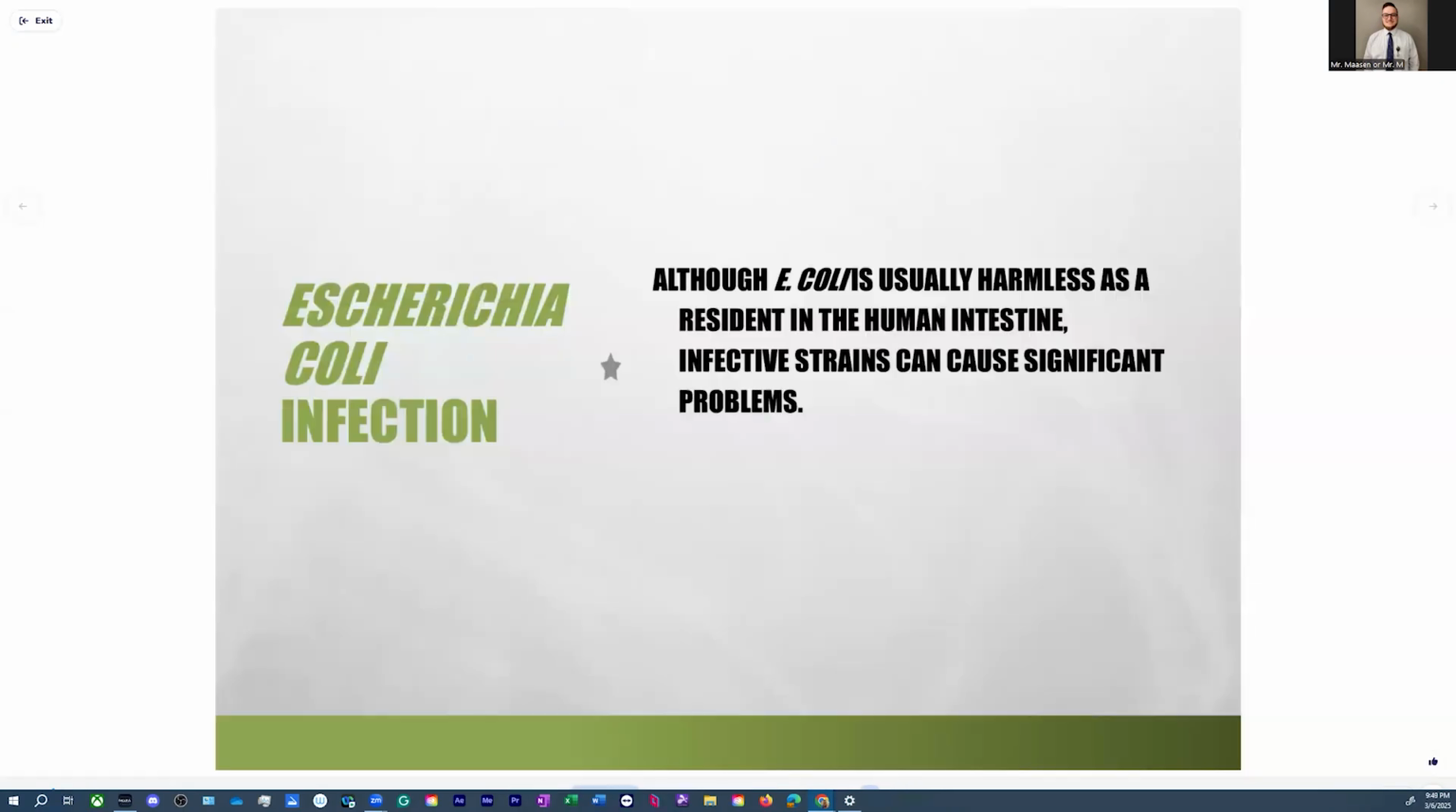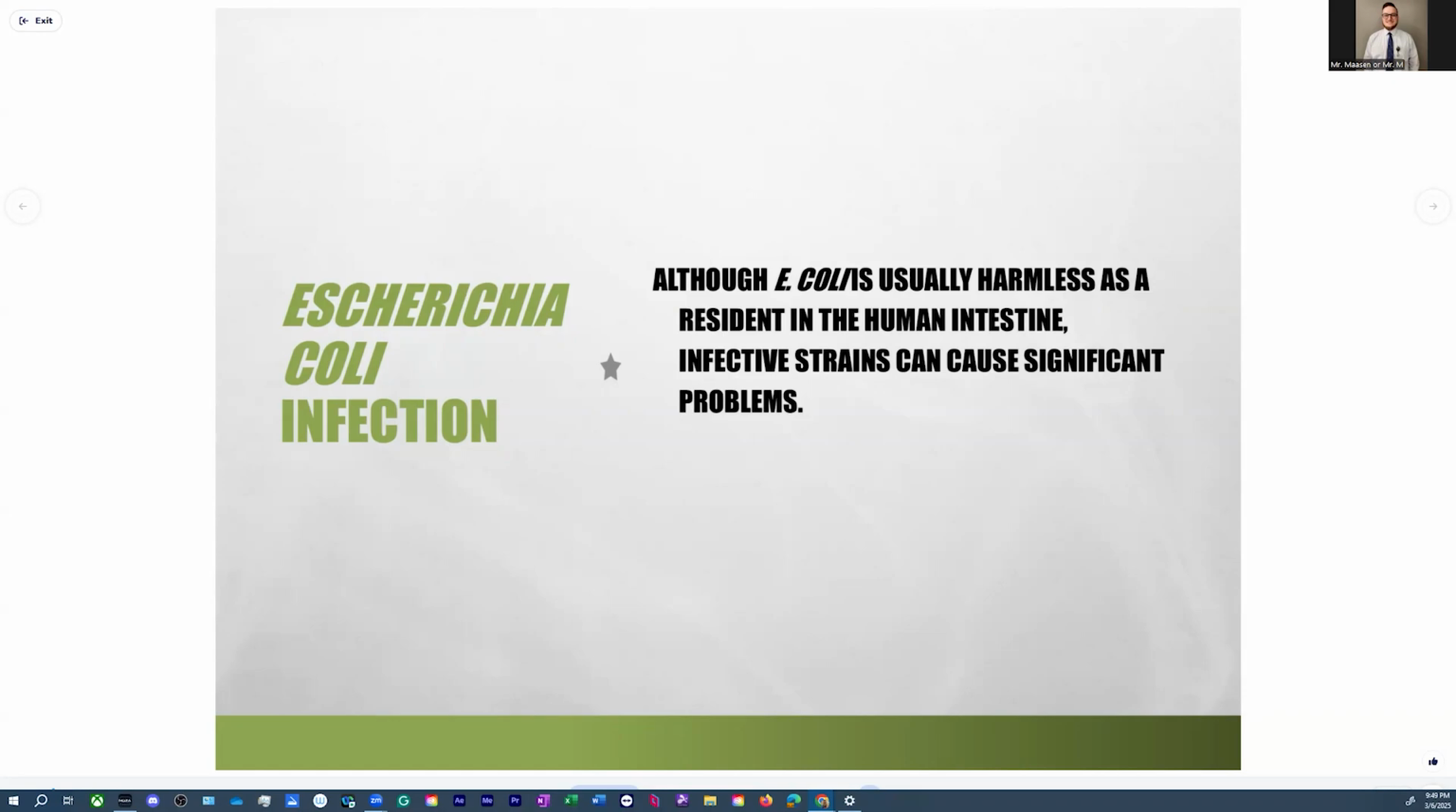One point to note, this is kind of a rabbit trail, but the book does talk about it. One of the most common normal flora we have is E. coli, Escherichia coli. I always just rather say E. coli than saying the whole thing, but E. coli is a usually harmless, normal resident in our entire GI tract.